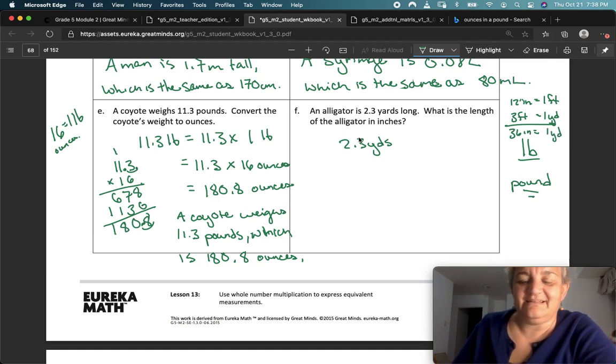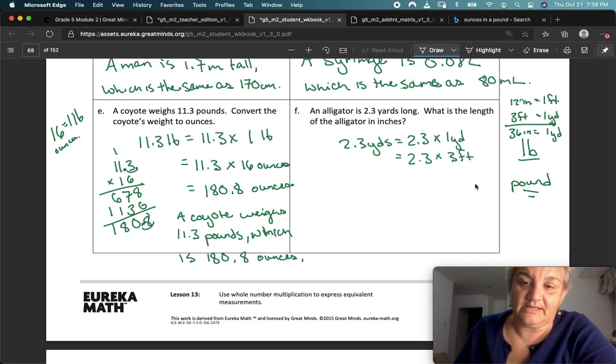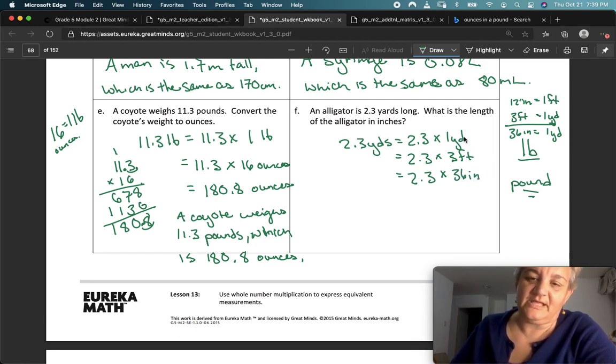Just in case. So 2.3 yards equals 2.3 times 1 yard. And if I wanted to, I could convert it to feet and then convert it to yards, which equals 2.3 times 3 feet, right? And then I could say, well, that's the same as saying 3 feet is the same as saying 36 inches, right? So I could just add that step in there if that helps you, if you don't want to jump straight from yards to inches, okay?